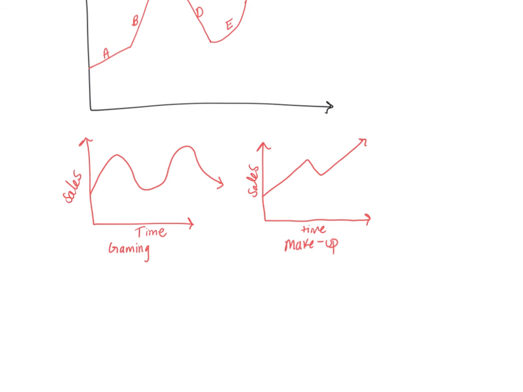Now, if I were to describe the trend in sales for the makeup company, I would say this company started off really strong. They increased at a constant rate, decreased at a constant rate, and then increased at a constant rate. Whereas there's no constant change here. This one is increasing rapidly, decreasing rapidly, increasing rapidly, decreasing rapidly. This is increasing at a constant rate, decreasing at a constant rate, increasing at a constant rate. And these are both examples of non-linear graphs.